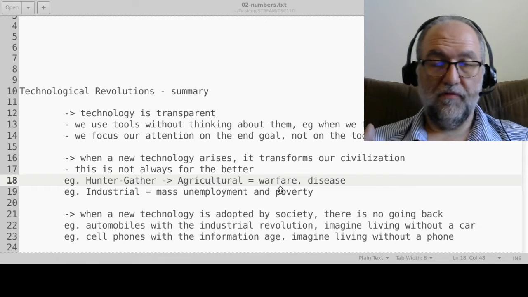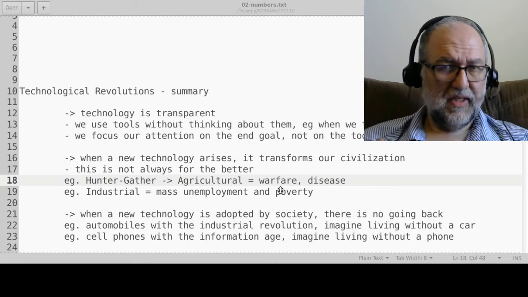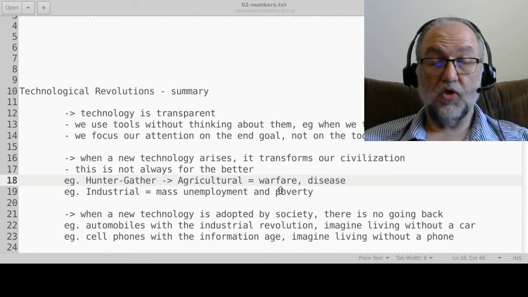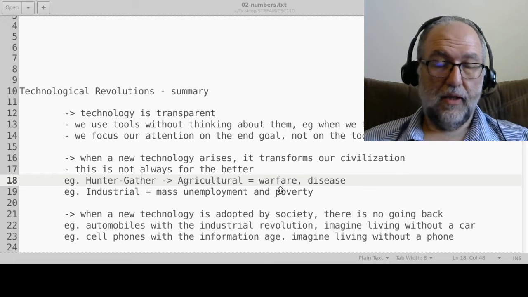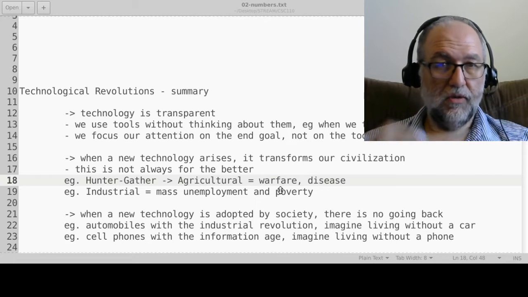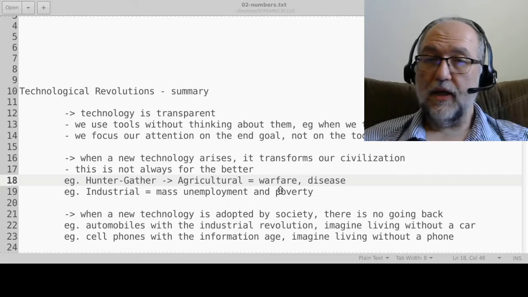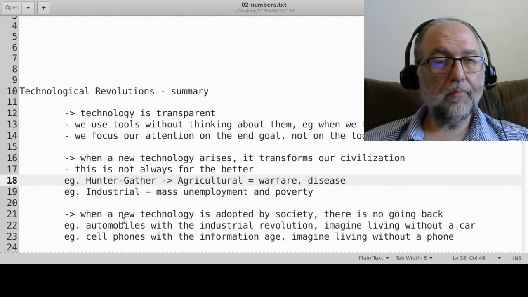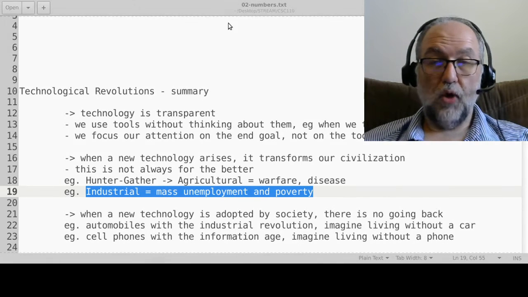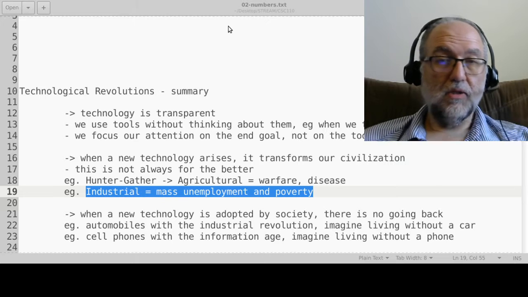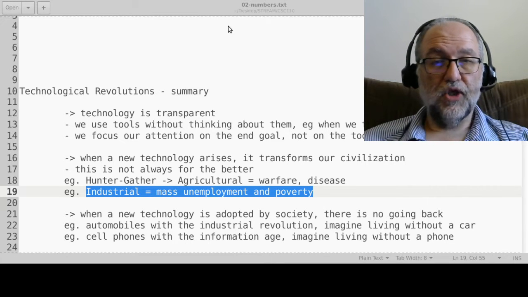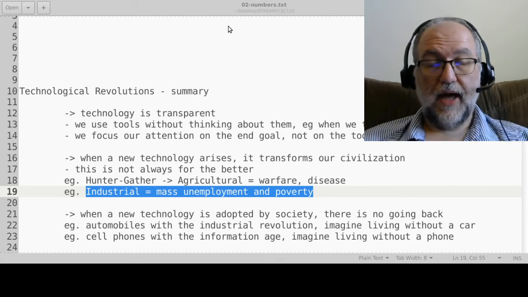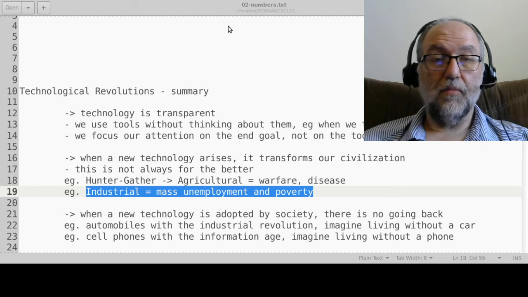If you had a marauding group of humans, they would come and just steal the food from some village. Or disease, because you would live with your animals, and then there'd be diseases in the animals that would jump to humans. Okay, in the Industrial Revolution, we had mass unemployment and poverty because machines were displacing people from their jobs. Okay, some of that is happening even today with the information age.